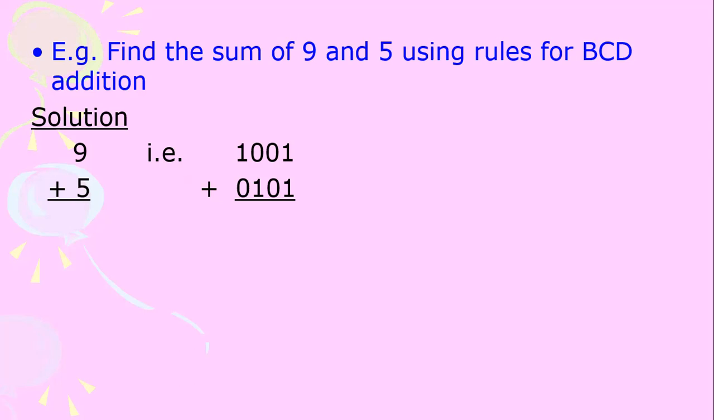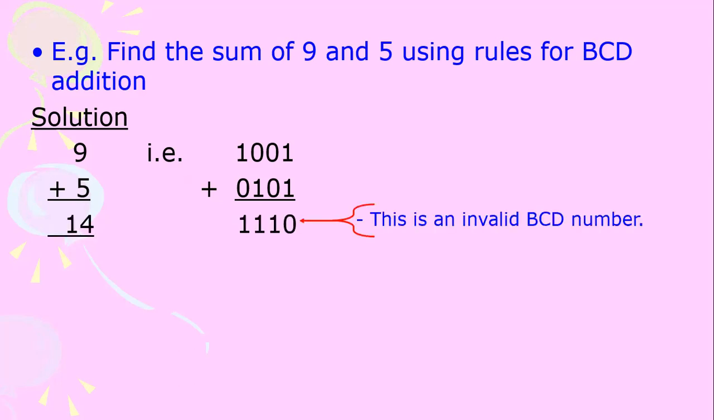So we add the two binaries, 1, 0, 0, 1 plus 0, 1, 0, 1. What do we get? 1 plus 1 gives us 0 carry 1. So we add 0 carry 1 to 0, which gives us 1. We write down the 1. Then we move on to the next column. 0 plus 1, we get 1. We write it down. Then we move on to the other column. Remember, we move from the least significant side to the most significant side. So 1 plus 0 gives us 1.